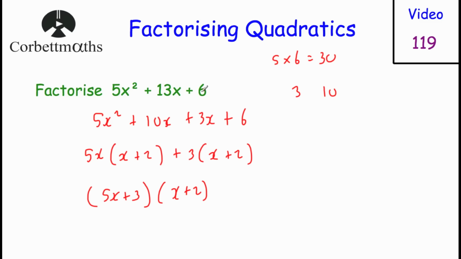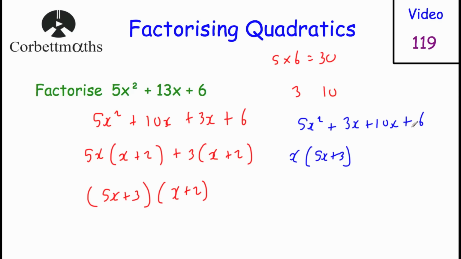I just want to show you that if you had written it as plus 3x plus 10x, you'll also get the same answer. So this time let's write our 5x squared plus 3x plus 10x, so splitting up the 13x into 3x and 10x plus 6. Now we're going to factorize the first two terms. So we've got our 5x squared and our 3x. Well, the common factor there would just be x, so we'll take x out as a common factor. So dividing both of them by x will give us 5x plus 3.